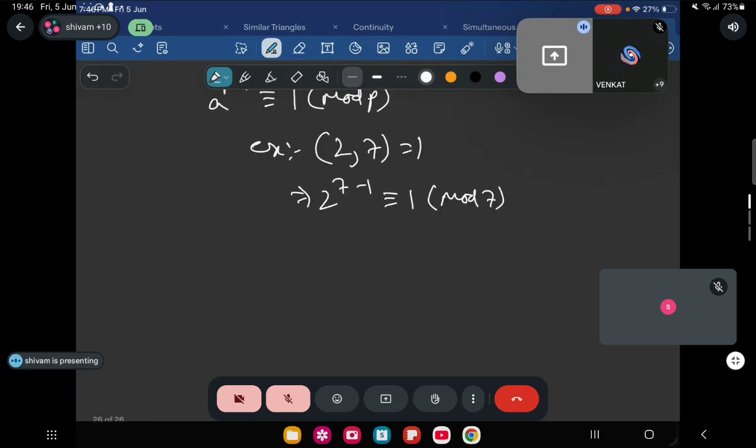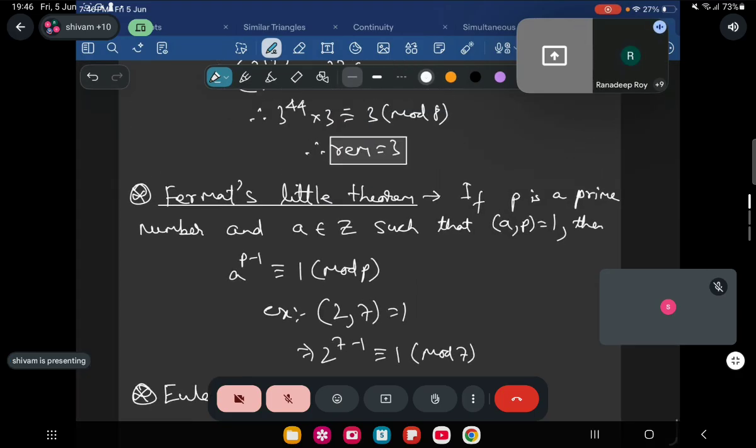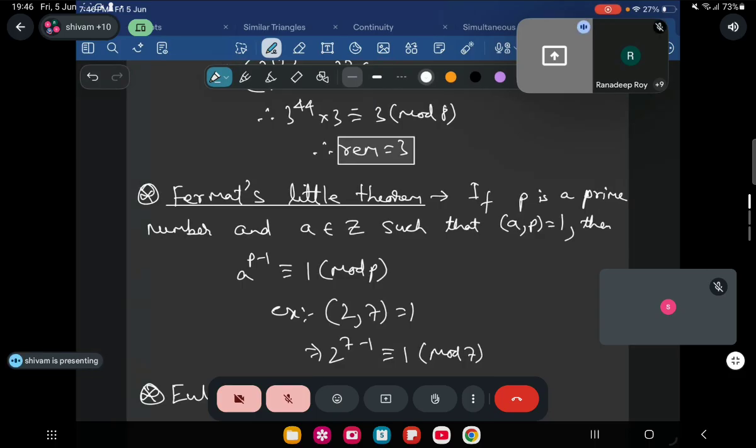For composite numbers, we have Euler's phi function, the Euler totient theorem. Yes. Can you show a bit more? Euler's totient function.